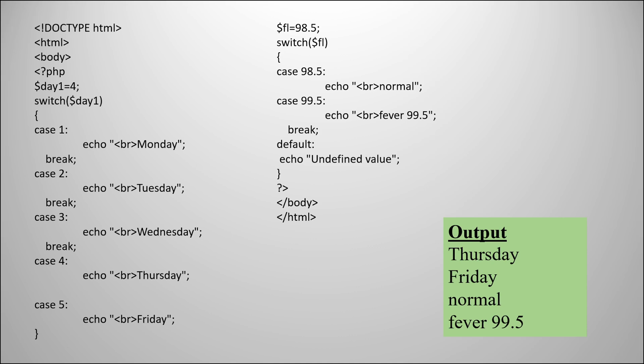And another one is a floating value, the Fahrenheit value is 98.5. So if the value is 98.5, then it has to print the corresponding message, where here also there is no break, so automatically the next block of code which is available in the next case will be executed. So break is a must in this example.